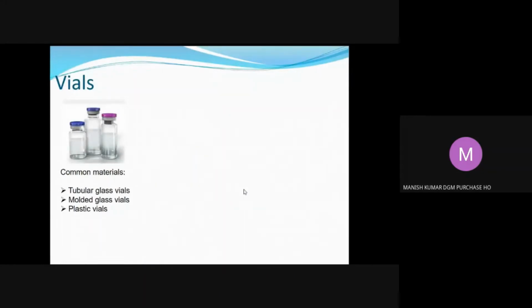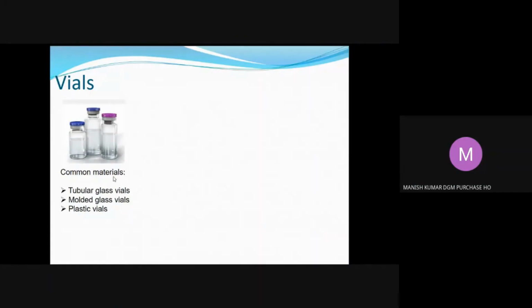Another critical primary packaging material is the vial. In pharmaceuticals, we use glass vials and plastic vials. Glass vials come in two different types, basically because the manufacturing process is different. One is the tubular glass vial, another is the molded glass vial. It depends on your product criticality, your costing and marketing position. We select either molded or tubular glass vials accordingly.